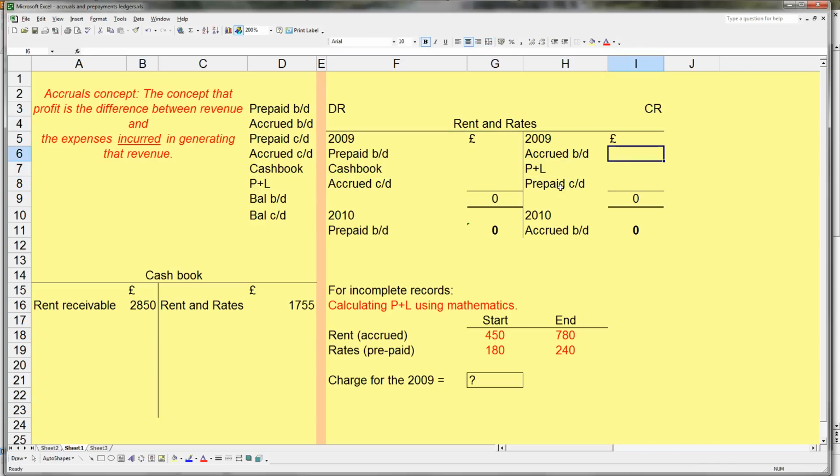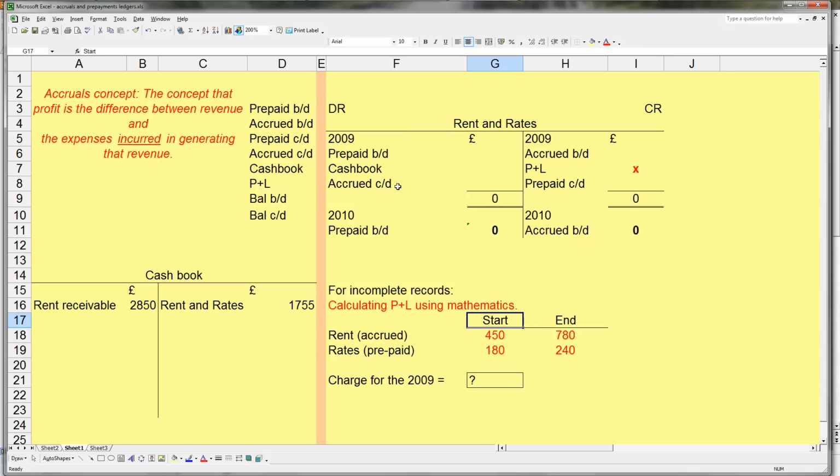So the P&L is the unknown value, which is here. Just put an X, which will find that value. So fill in what you've got. Prepaid BD. So BD means the start of the year, CD means the end of the year. Prepaid at the start, well, that would be the 180 for rates. So you've got 180 going in here.